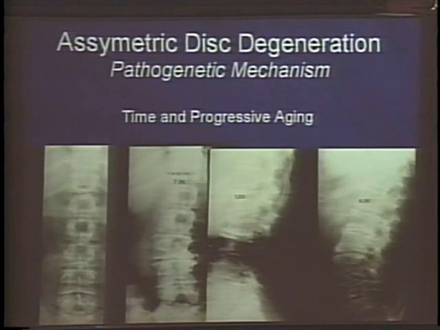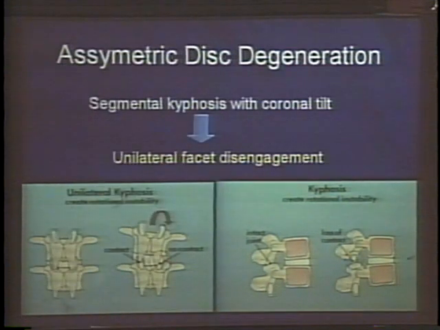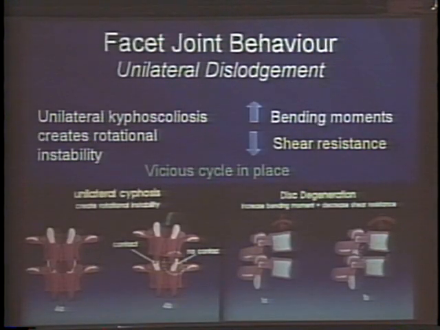So again, asymmetric disc degeneration is the pathogenetic event, and then time and progressive aging produces the possibly severe deformities. If we look at this diagrammatically, unilateral disc degeneration creates a lateral deformation in the sagittal plane. We get a kyphosis and we get some loss of contact due to rotary changes in the facet joint, and this creates a rotational instability and progressive deformity.